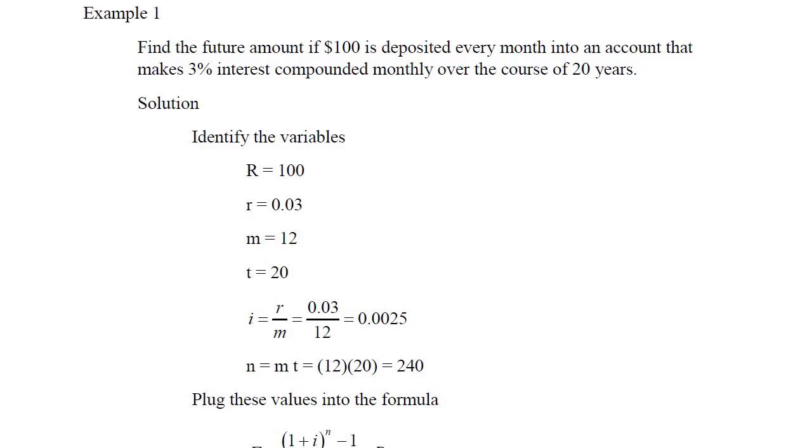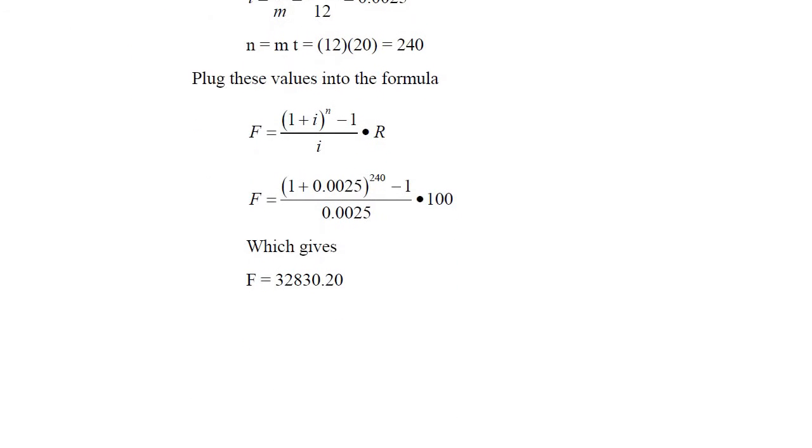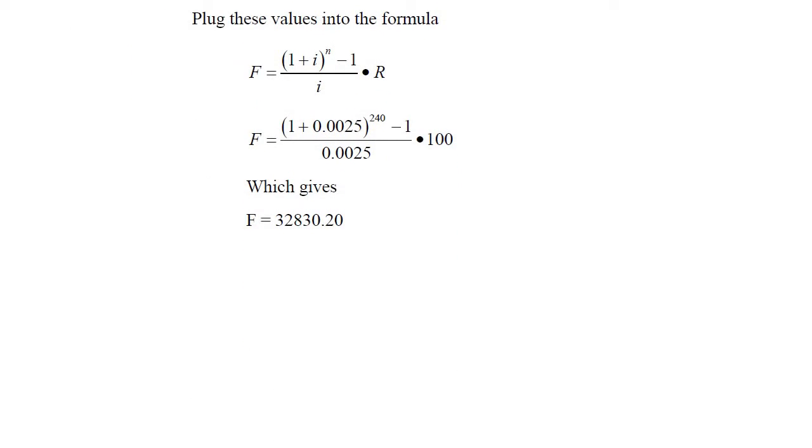We now want to plug those values into our formula. So here's our formula, plugging those values in. That gives us the future amount is equal to 1 plus 0.0025 raised to the exponent of 240 minus 1, all over 0.0025, and then that's times 100. When I did that with my calculator, that ended up giving me $32,830.20.